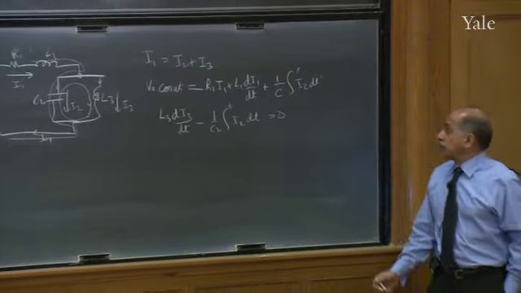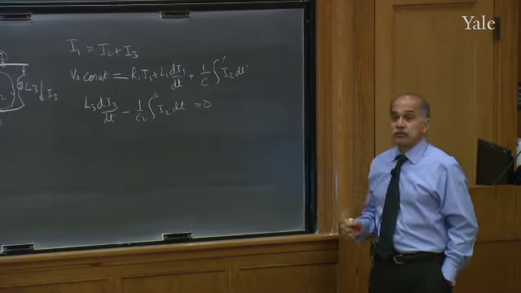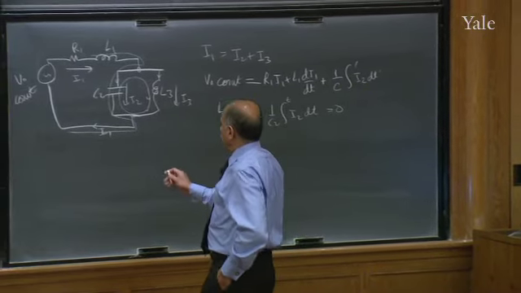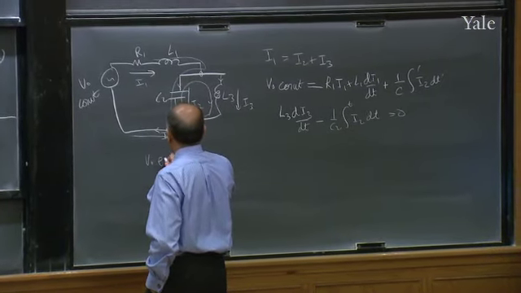They're complicated because there are differentials, there are integrals, and you know what. But if I solve the following problem, V naught e to the i omega t.